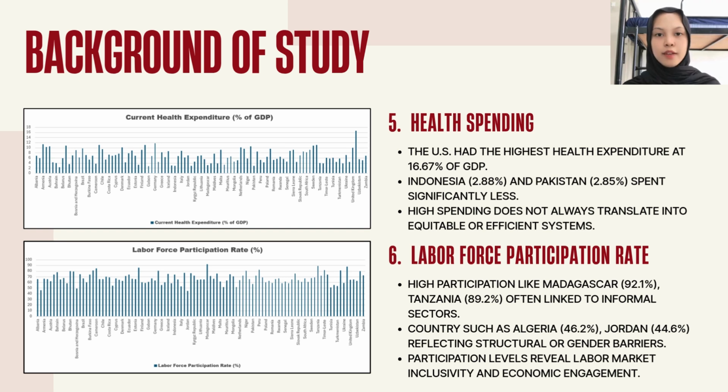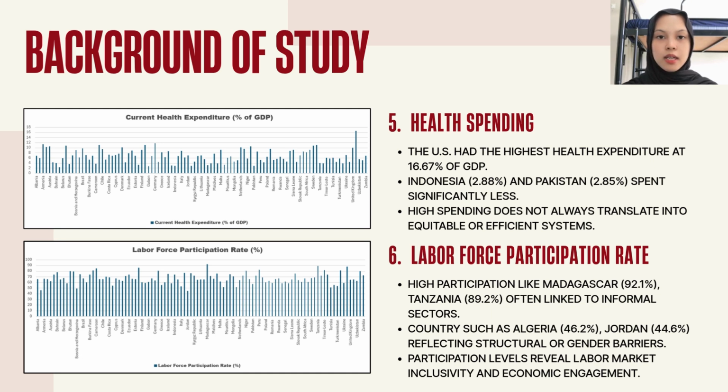And number 5 is health spending. In health spending, the graphic shows that the US had the highest health expenditure at 16.67% of GDP, yet its system still faces criticism over affordability and access. Developing countries like Indonesia and Pakistan allocate less than 3%, reflecting either fiscal limitation or different sector priorities. This shows that spending size doesn't always correlate with system quality or accessibility.